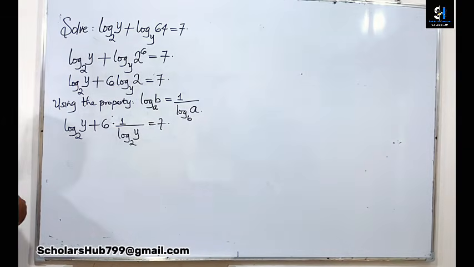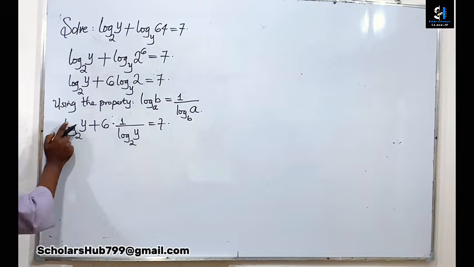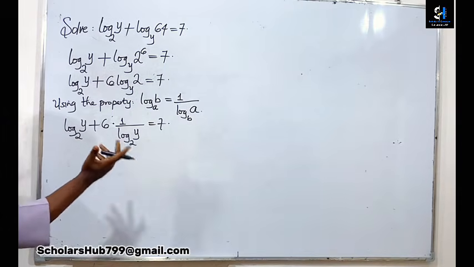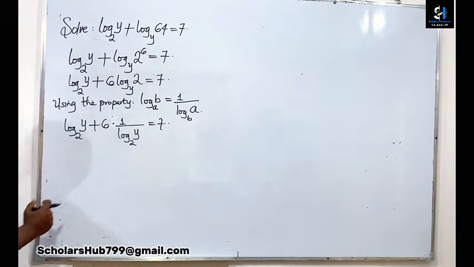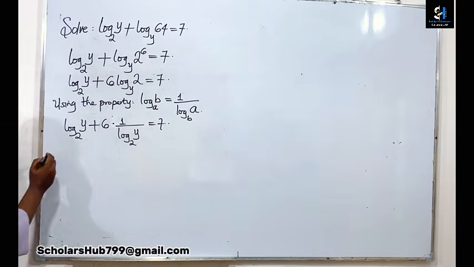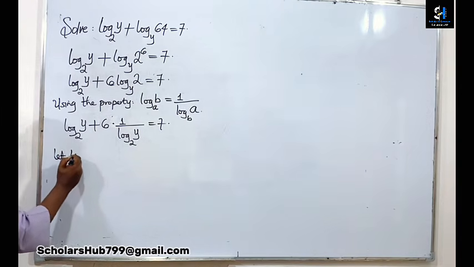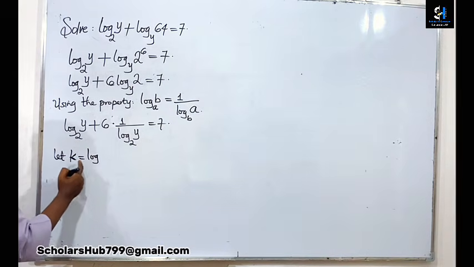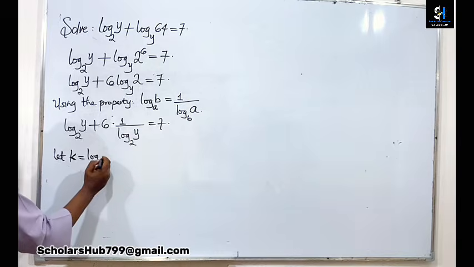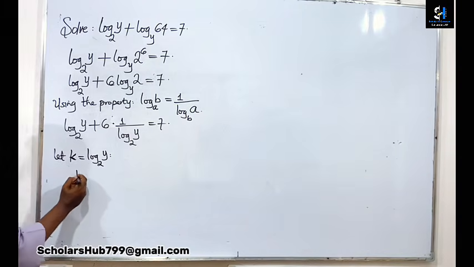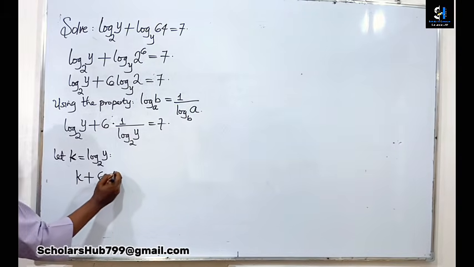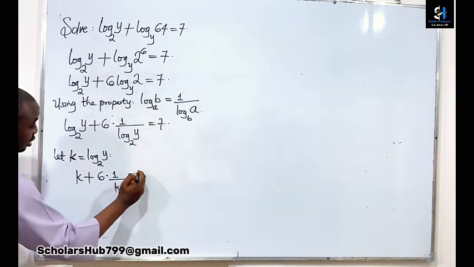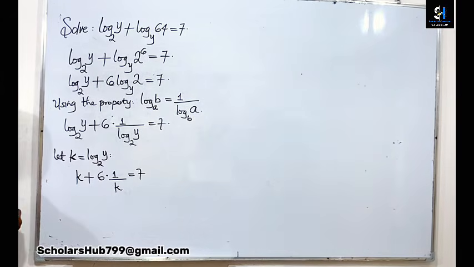Now let's make a substitution here. I'm going to choose a letter from the alphabet to represent log to base 2 of y. So now let's make k equal to log to base 2 of y, so that this will be k plus 6 multiplied by 1 over k equals 7.